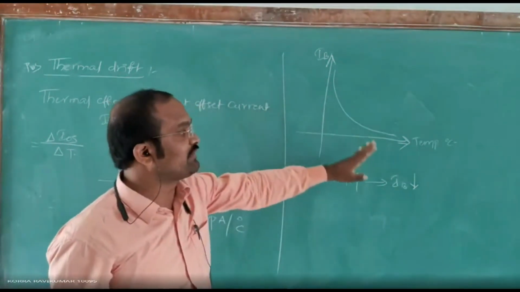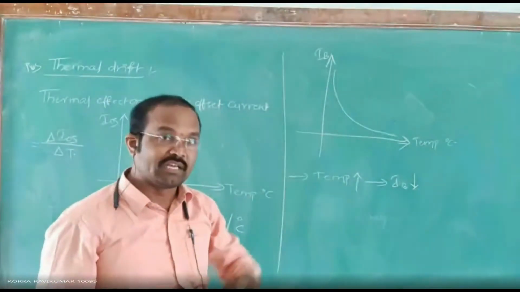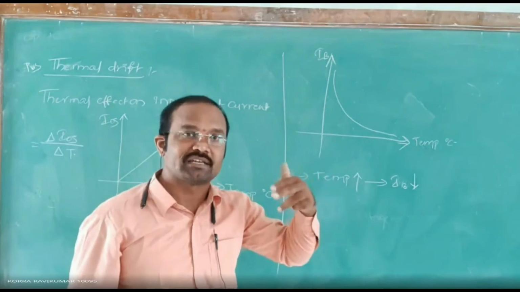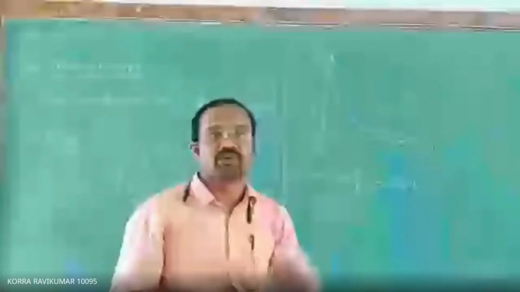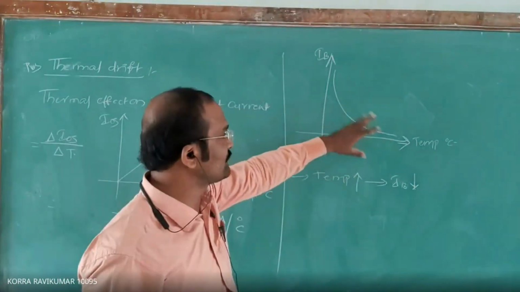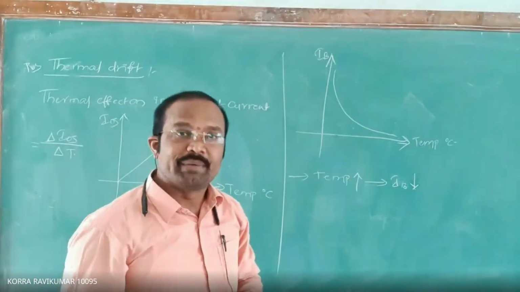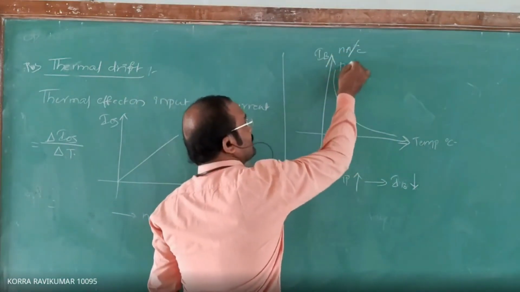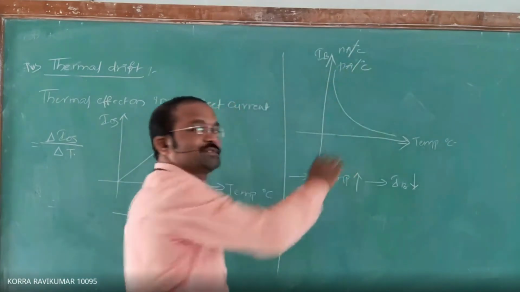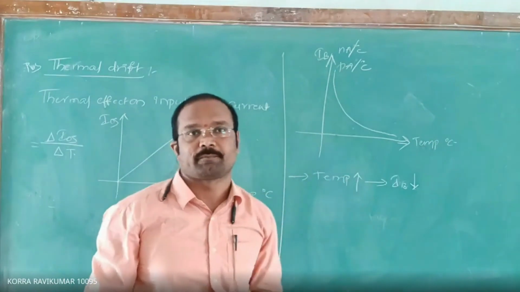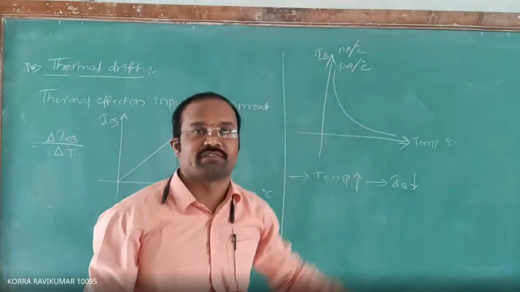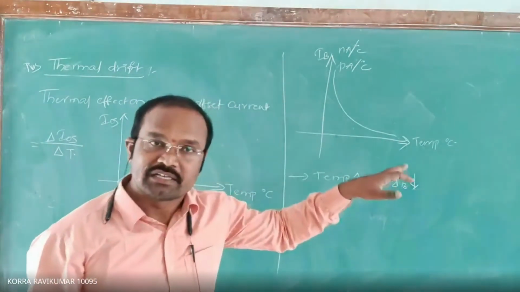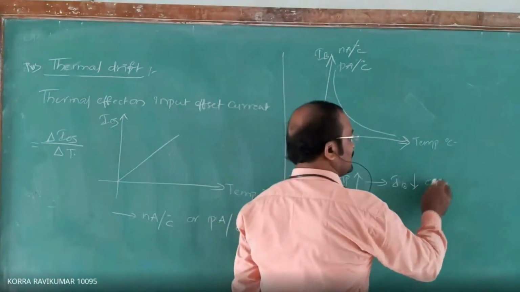So, if you observe the graph of the effect of temperature on bias current, as temperature increases, the bias current value decreases gradually. The relation between temperature in degree centigrade and bias current seems to be an exponentially decaying graph. So, if temperature increases, bias current decreases exponentially.